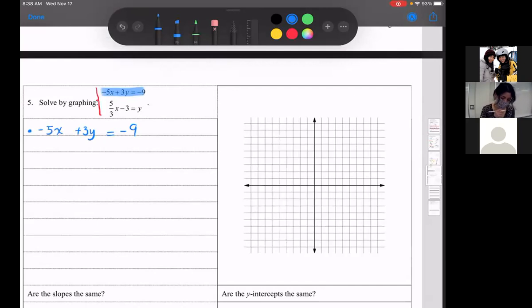And I'm going to use the pick points method. X and y. I'm going to pick x equals 0. When x equals 0, what y equal? Negative 3. Good. And then when y equals 0, yeah, 9 over 5.